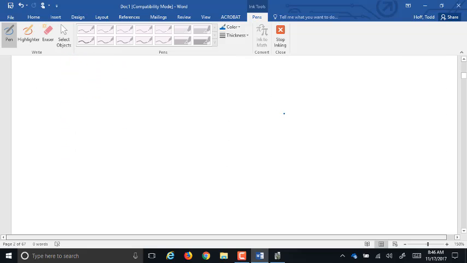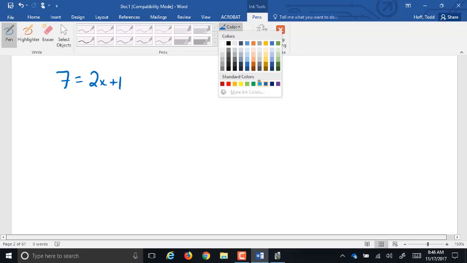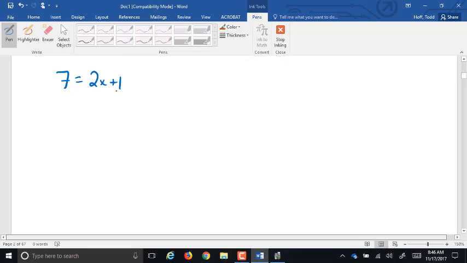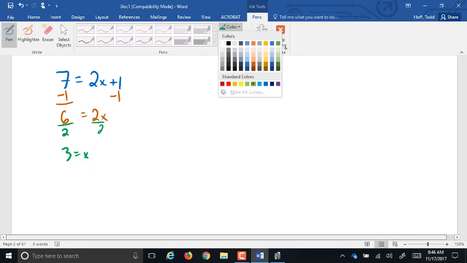Well, mathematically, there are some things we need to be able to do with these coordinates. And one of them deals with equations that look like this. 2x plus 1 equals 7. How would we solve that? Subtract 1. And then divide by 2, exactly. So 3 equals x, or x equals 3.